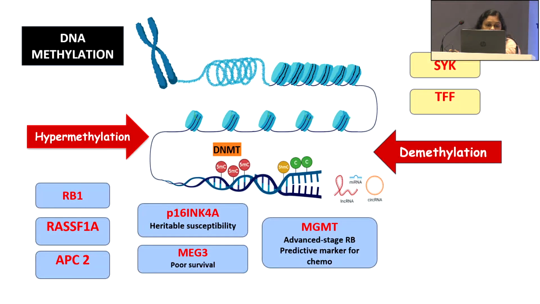Epigenetic changes, as I told, occur without involving the DNA sequence; DNA can be modified. So it could be a hypermethylation mainly of the tumor suppressor genes like the RB1 gene, and genes beyond the RB1 gene have been proposed, and they have been associated with variable clinical correlations like heritable susceptibility, poor survival, or chemo resistance or sensitivity. It could also be demethylation of the proto-oncogenes, mainly the spleen tyrosine kinase.